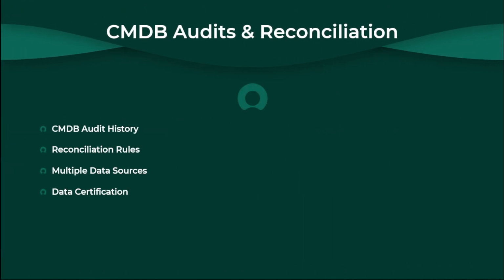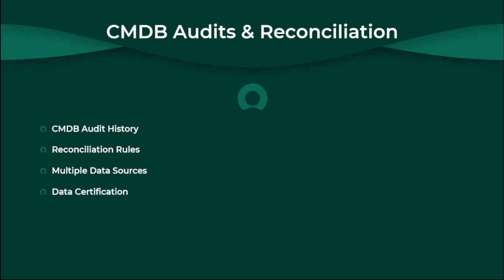Next, let's explore audits and reconciliation, the process of ensuring data accuracy over time. CMDB audit history: ServiceNow tracks every change made to a CI, showing who made the change, what field was modified, and when. This helps with both internal audits and external compliance. Reconciliation rules are defined per CI class to set data priority. For example, you might prioritize discovery data over manual imports for several attributes.